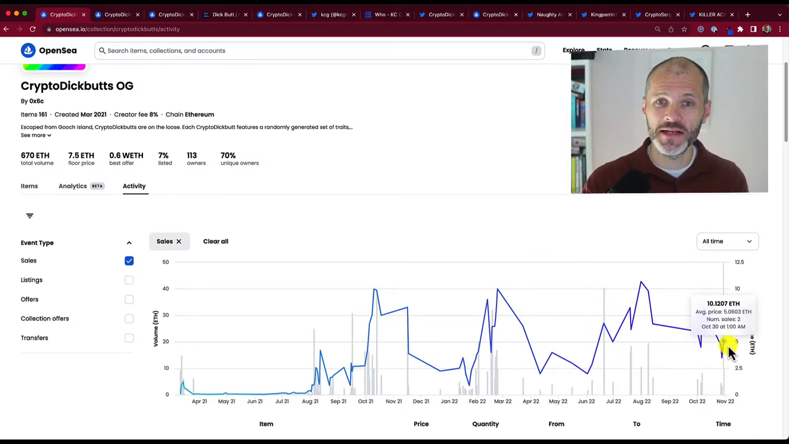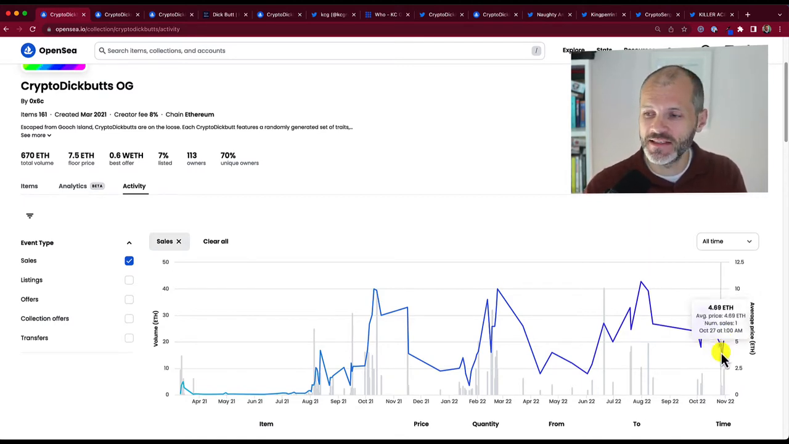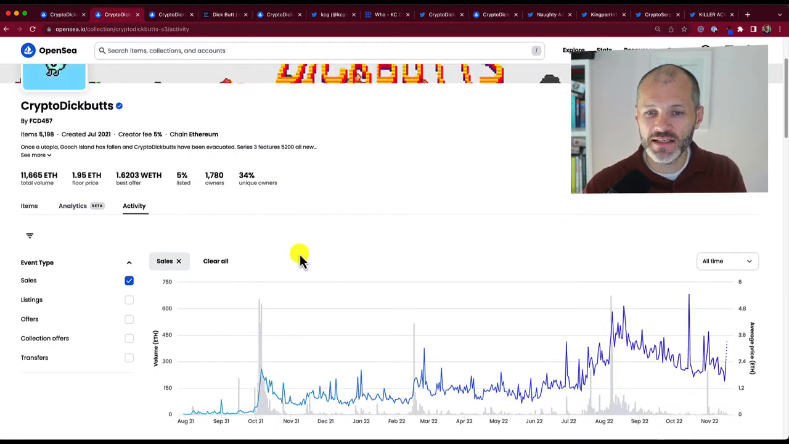Of course, you've got to factor in the fact that Ethereum has dropped significantly in price since then. But if you're purely valuing your NFTs in ETH, then it has had a consistent floor price. It's been similar for the primary collection or the new collection, Crypto Dick Butts Season 3. Originally the floor price was somewhere around 1.6 or 1.8 ETH. At one point, prior to the bear market, it was at 1.39 ETH.